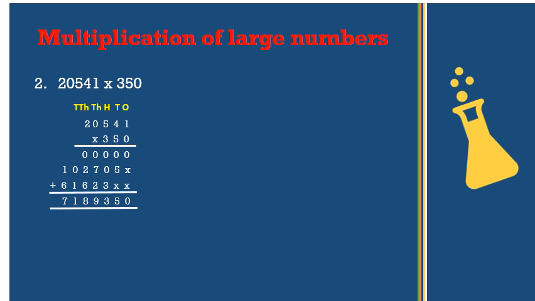Now let's come to the next example. Here we have to multiply 1275 by 4093. So let's see how we will do it.